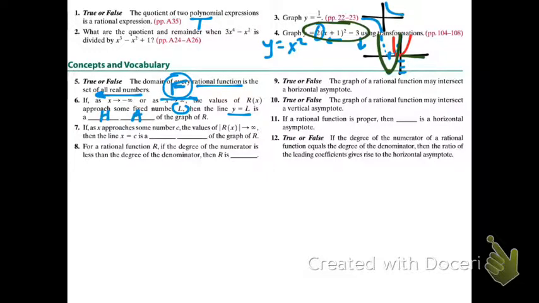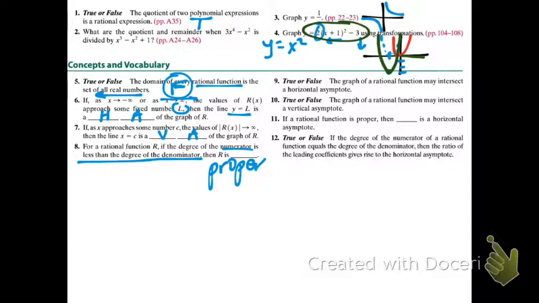Okay. Number 7, if x is approaching some real number C, and the values of r approach either positive or negative infinity, then the line x equals C is a vertical asymptote, a VA, of the graph of r. For a rational function, if the degree of the numerator is less than the degree of the denominator, then r is proper. So we talked about that, so it gives us a name for it. Denominator is greater than. Okay.